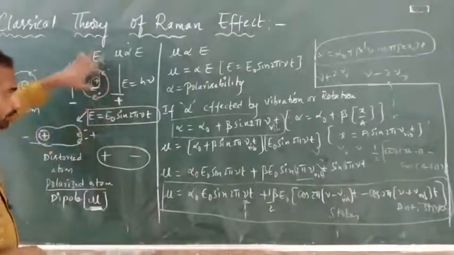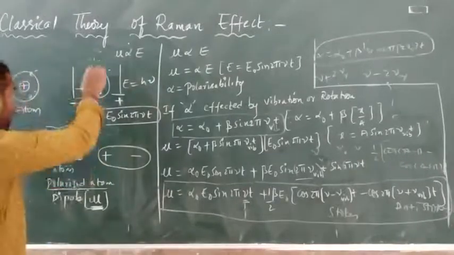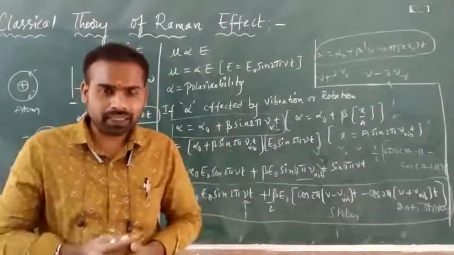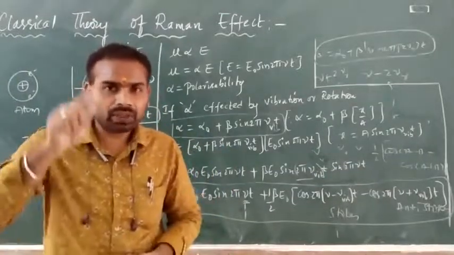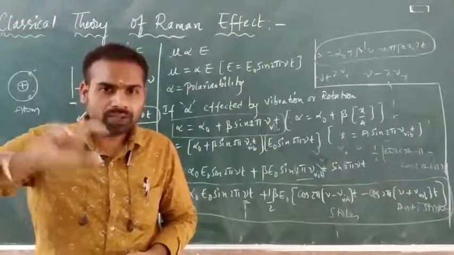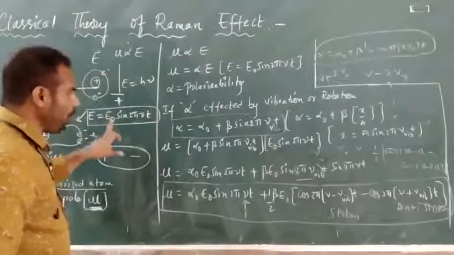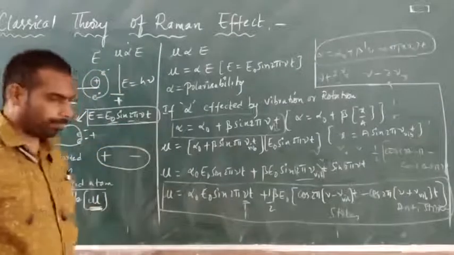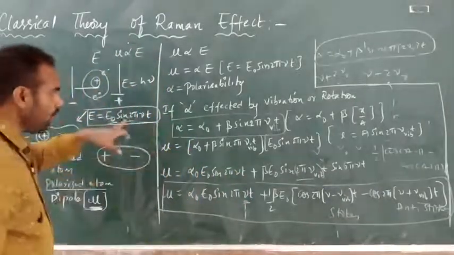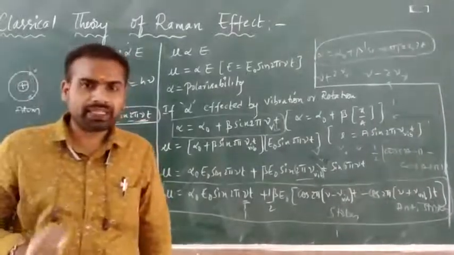Here the dipole moment mu depends upon the electric field strength E, because due to that electric field strength we are getting the dipole moment. The atom is polarized. If the electric field strength is more, then the dipole moment is also more. So mu is proportional to E, and the electric field E is E naught sine 2 pi nu t. It is an oscillating electric field with frequency nu.